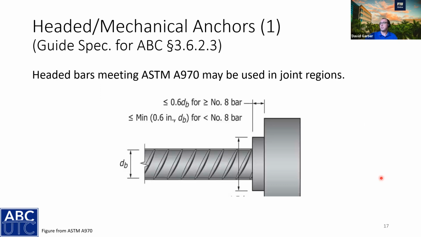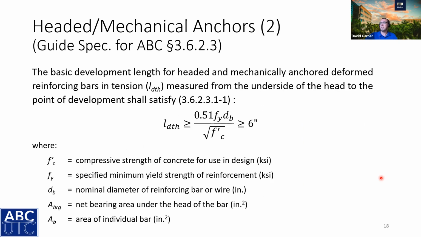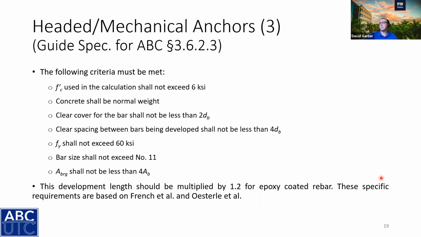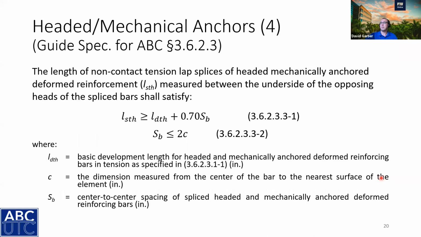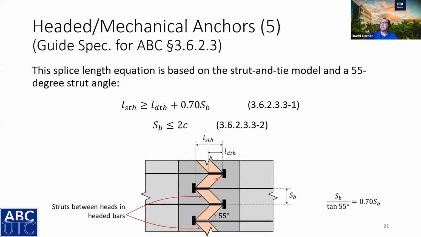Headed bars can be used too. I give similar details on headed bars: variable definitions, equations, and some of the criteria. In the guide spec, there's a specific equation based on the strut that develops between the heads of the headed bars. They're assuming that the angle of the strut is 55 degrees. So you take the spacing divided by tangent of 55, and that's where this 0.7 S sub B comes from. I try to provide some additional details on some of the equations where appropriate.